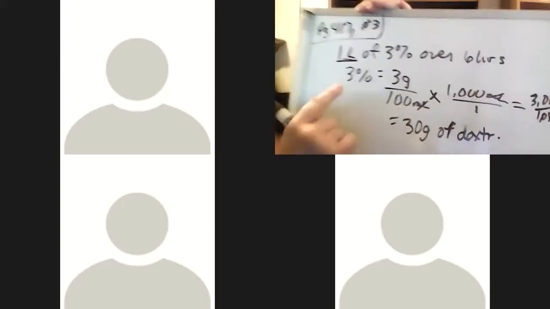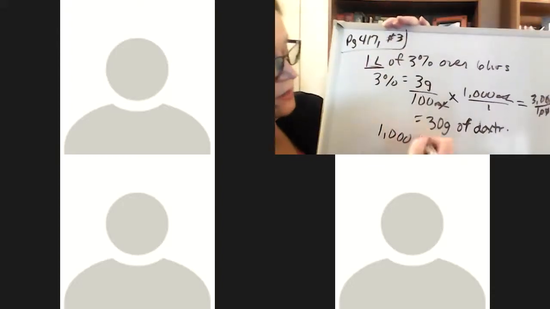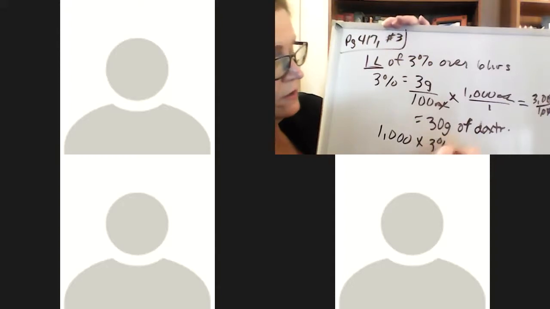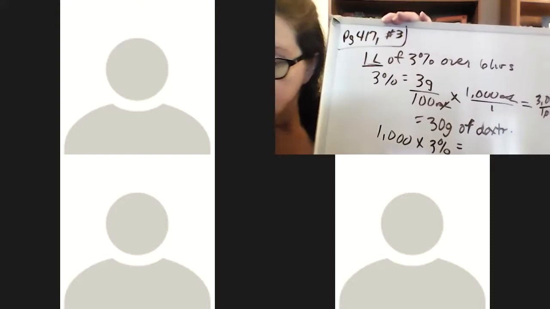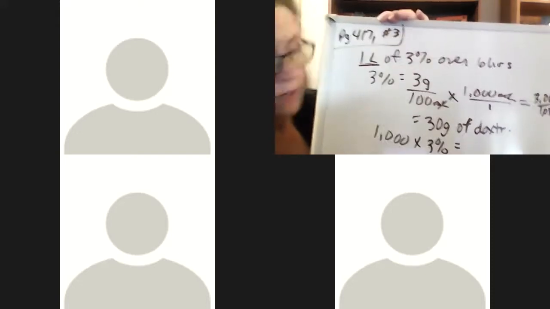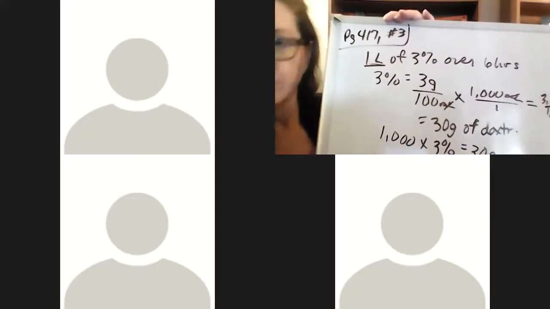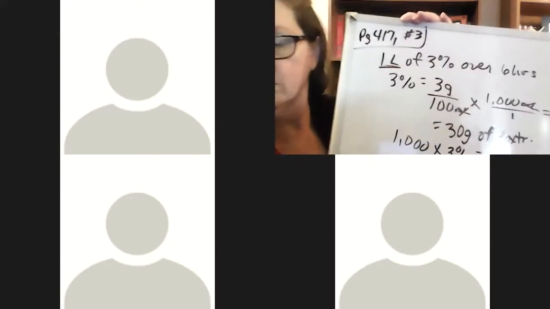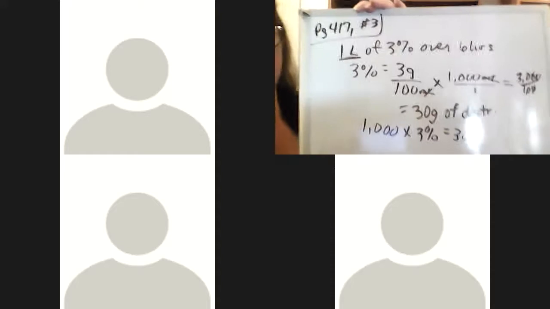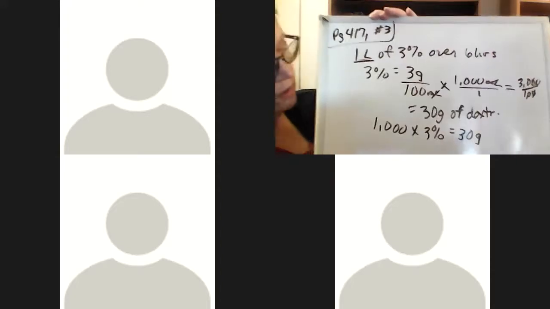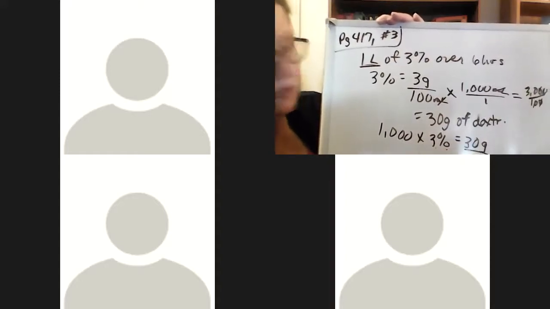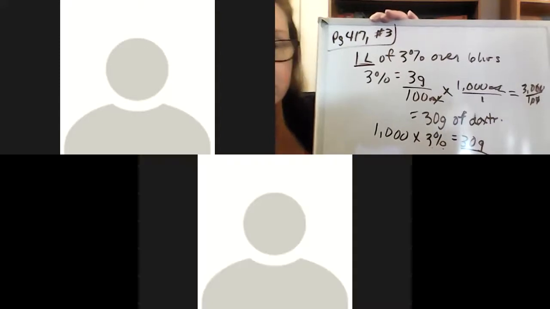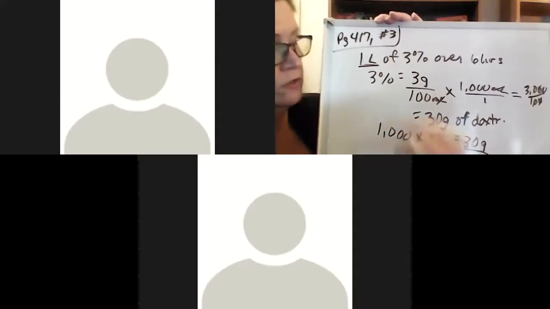milliliters. Or you can say 1,000 times 3% equals, and on your calculator, you do the same thing, 1,000 times 3, and you hit your percent key, and you get 30. And that's going to be 30 grams. Now, if you hit enter after that, for some reason, it takes your answer to 30,000. So depending on what type of calculator you have, you might hit 1,000 times 3, hit the percent key, and you'll get 30 grams without hitting equals. But if you hit equals after that or enter, you'll get a huge number.